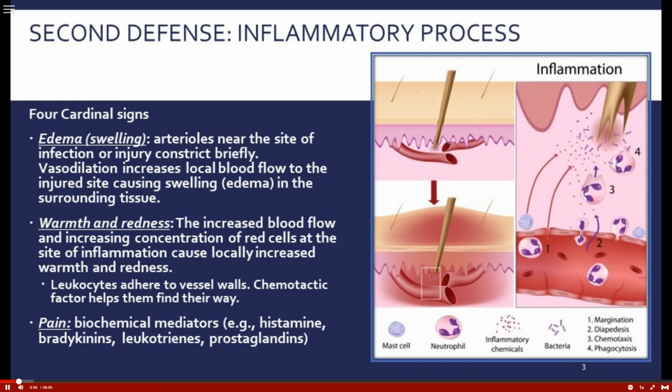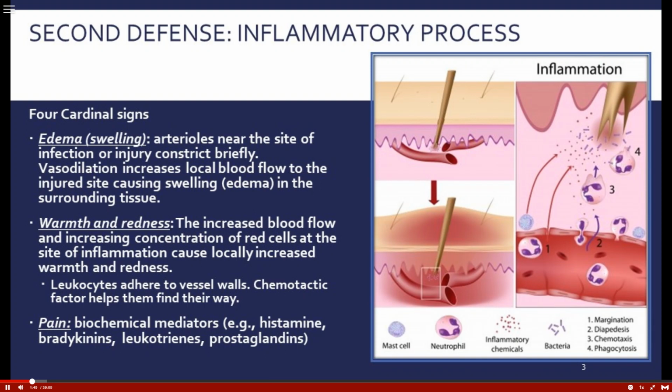So there's actually 4 cardinal signs is what we refer to. So what happens is you cut your finger. So the skin is now not there to protect you. And what we end up having is a vascular response. So some of that response is responsible for something called edema, which y'all know what that is, but it's swelling. So the arterioles near the site of the infection or injury, they constrict very, very briefly, but then comes this vasodilation. That increases that blood flow to that injury site. And there's a reason for that, which I'm going to tell you about in just a minute. And so you're going to see that there's some puffiness going on.